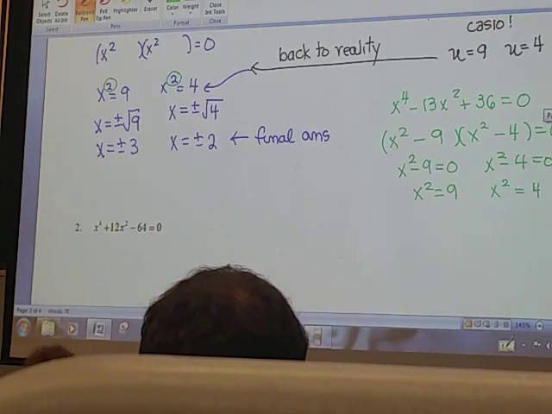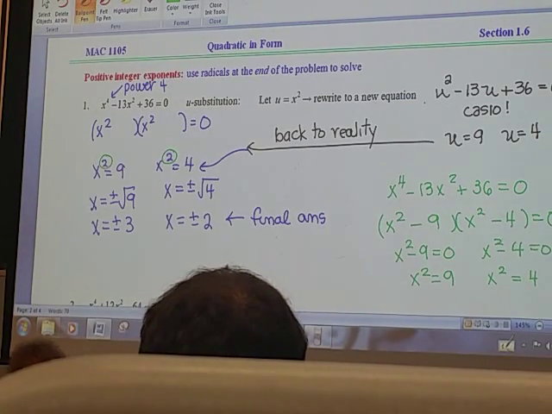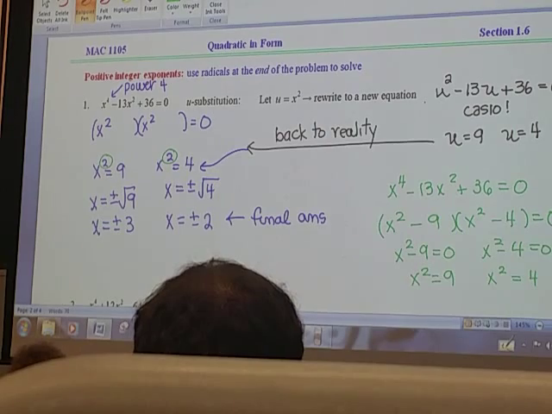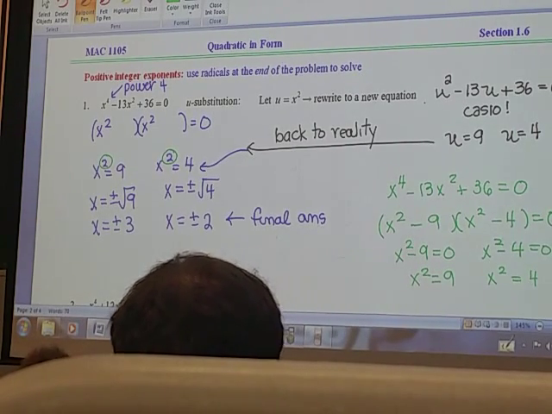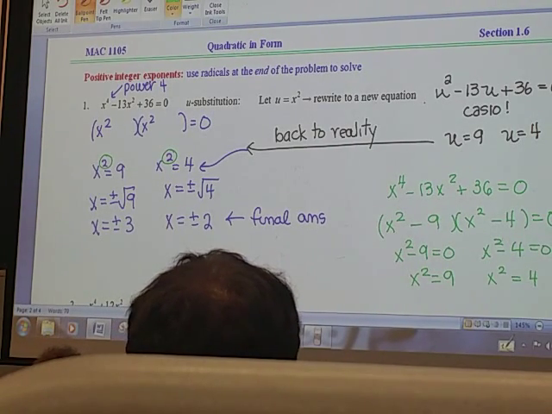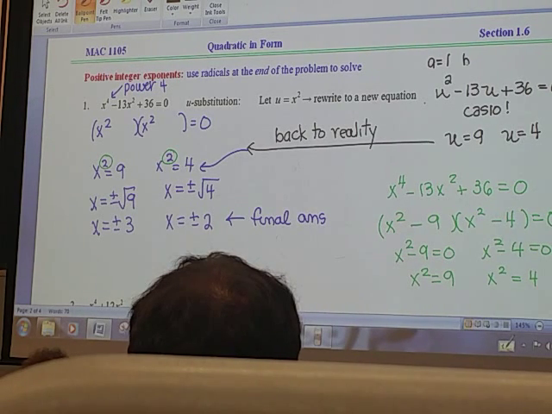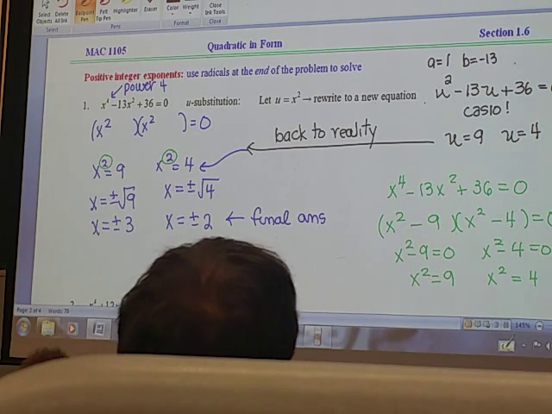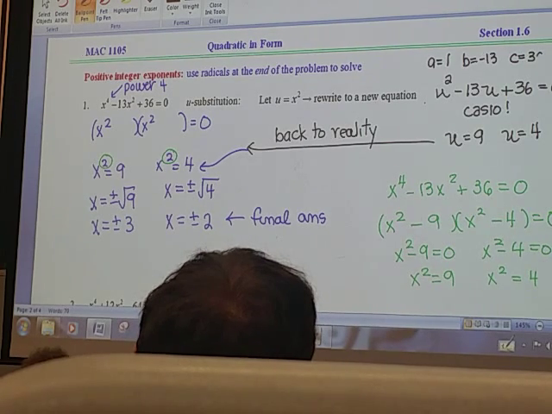Can I ask you a question? When you punch that into Casio, the u to the second minus 13u, what did you put for a? A is the numbers in front. So A is 1, B is -13, and C is 36.